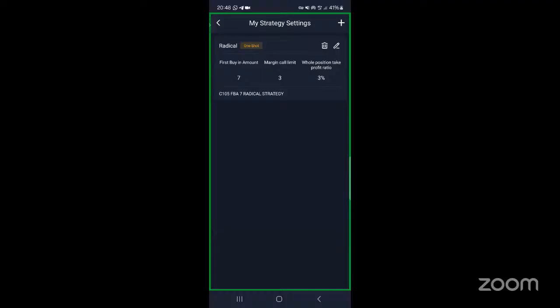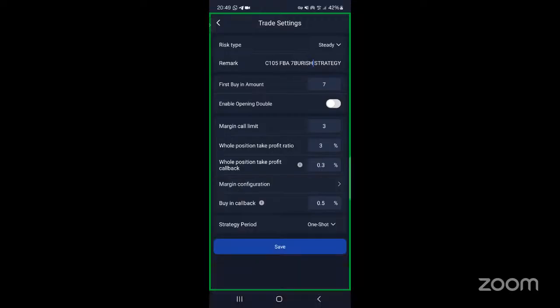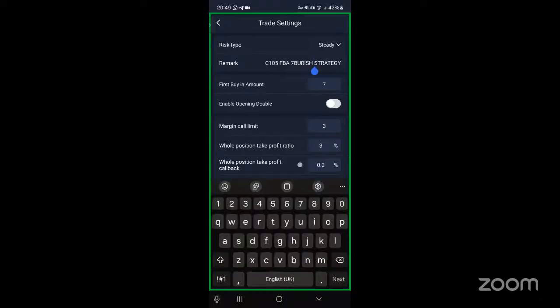Now, it means when I want to trade with $105 as my capital and first buy-in amount 7 in a radical market, in a bullish market, this is the strategy I will use. In fact, let's name it bullish. Or you can call it bull. Bull market.